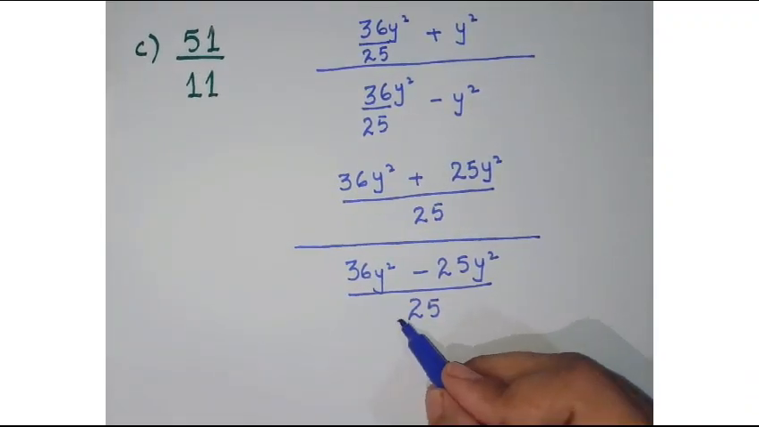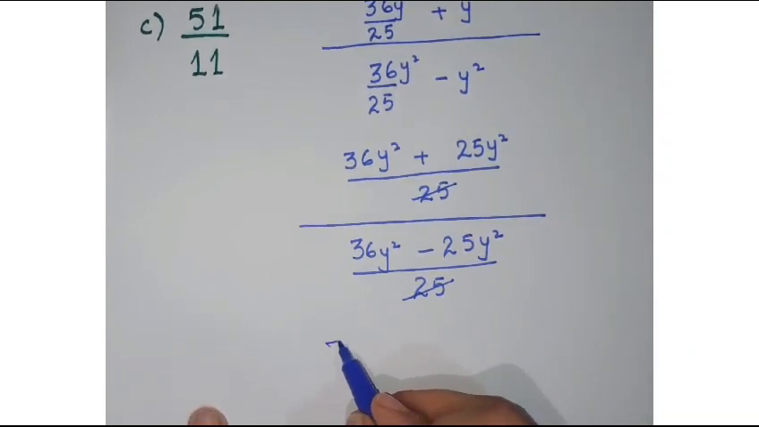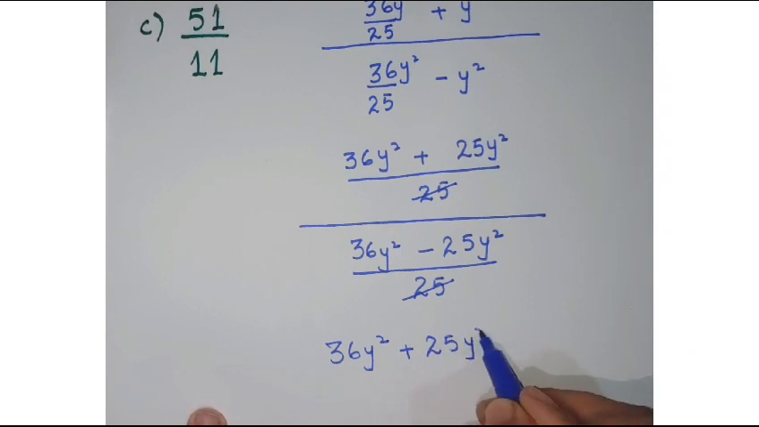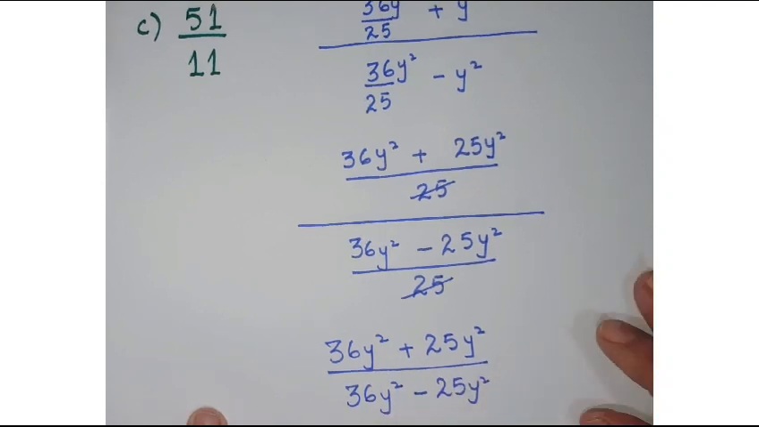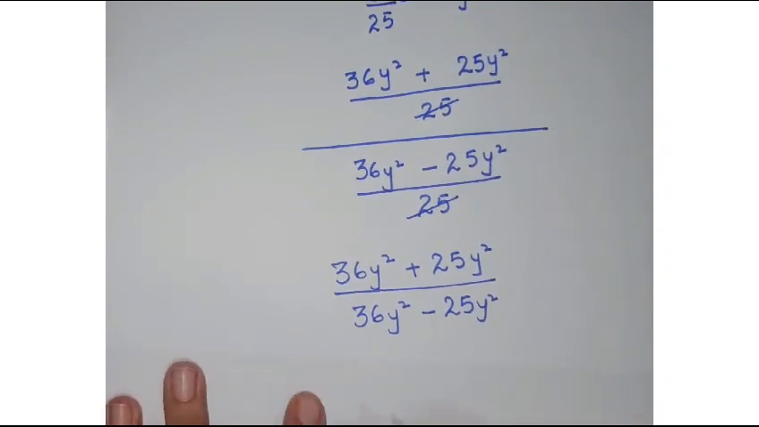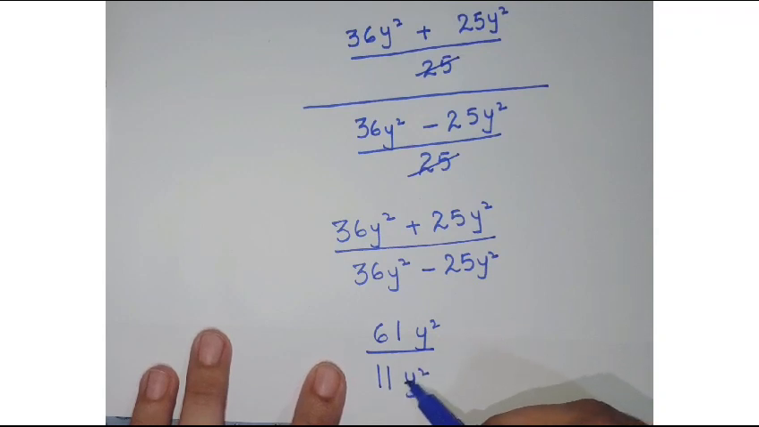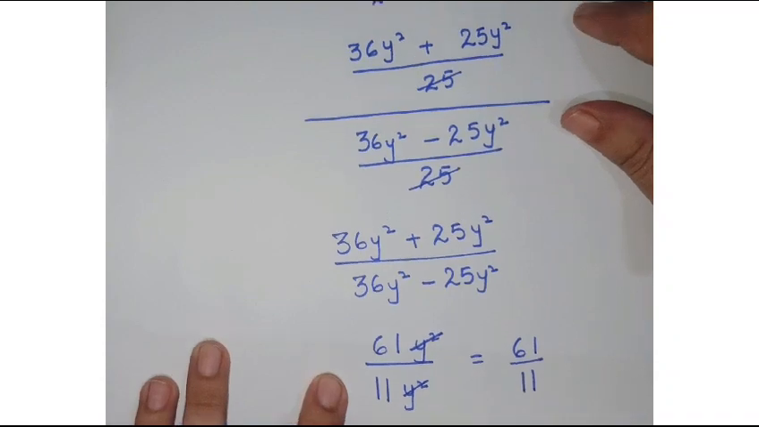Now just cancel this 25 and this 25. So you are left with 36y square plus 25y square upon 36y square minus 25y square. Further you can simplify it and you will get 61y square upon 11y square. Now after cancelling y square with y square, you will get 61 upon 11.